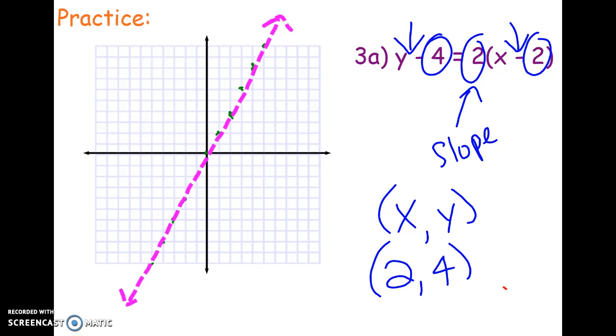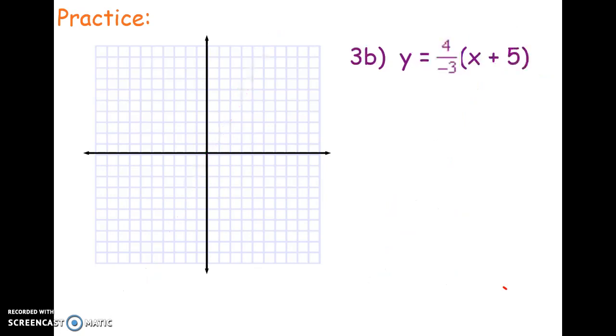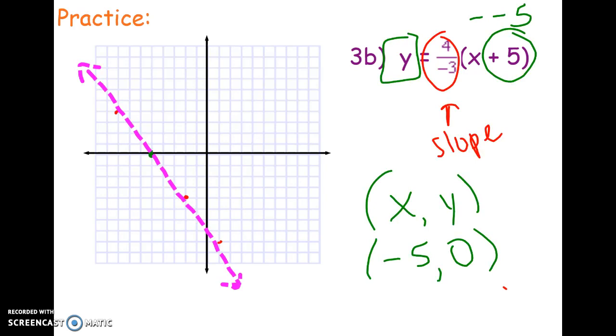So go ahead and try that on this next one. Pause it. Check back when you're finished. All right, in this case, my slope was 4 over negative 3. So remember to always look and see if your slope direction matches the positive or negative of your slope. And then my x value is negative 5, because the formula is x minus the x value, so x minus a negative 5 would turn it to a plus, and the y value was 0 because there's nothing there. So I plotted the point, I performed the slope, and that was my final result.